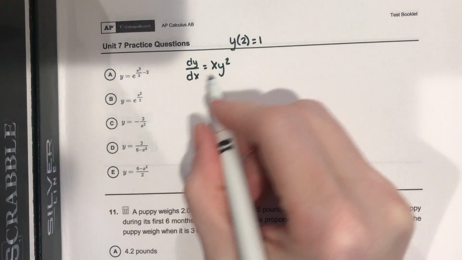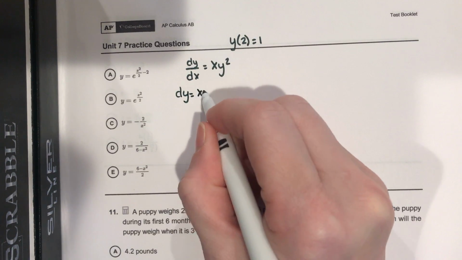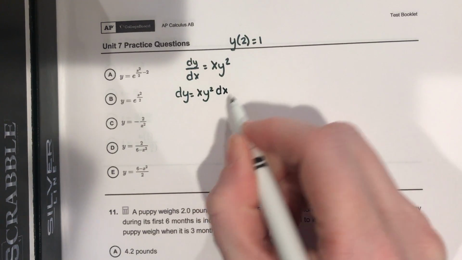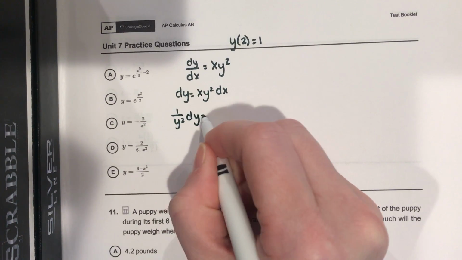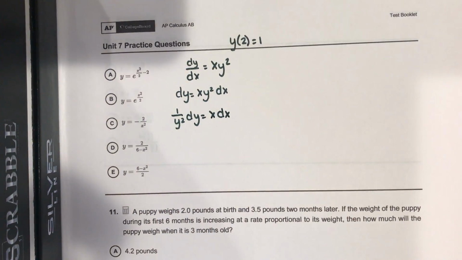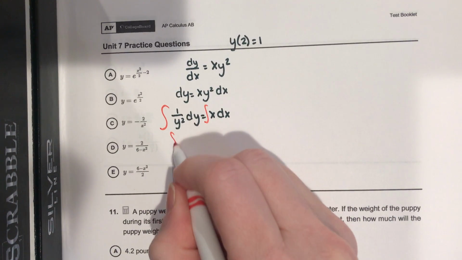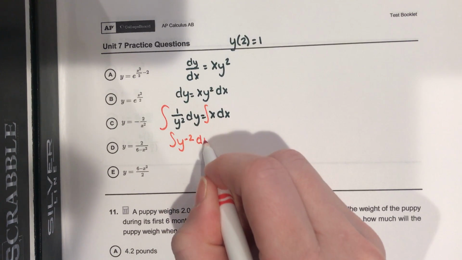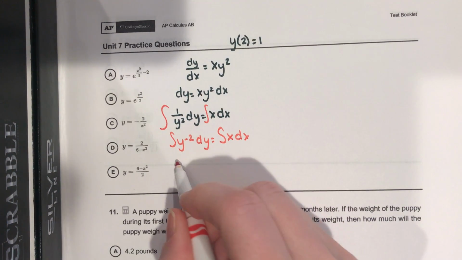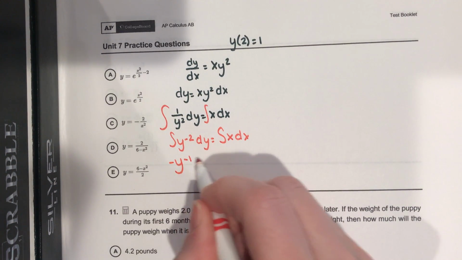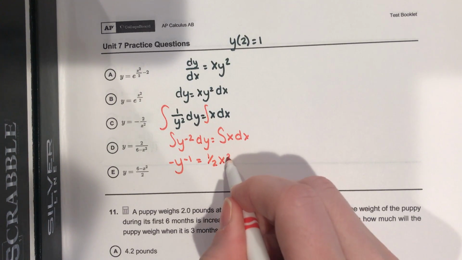Okay, so I'm going to cross multiply. Dy equals xy squared dx. Divide that y squared over. Next step, I'm going to take the integral. So that would be y to the negative second dy equals x dx. I'm going to add and divide, so negative y to the negative first. And this would become 1/2 x squared plus c.